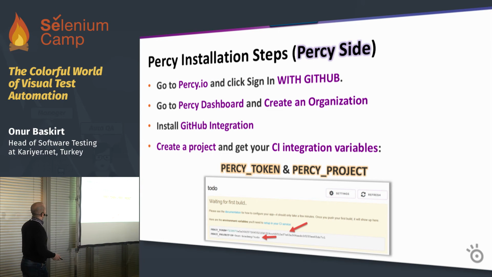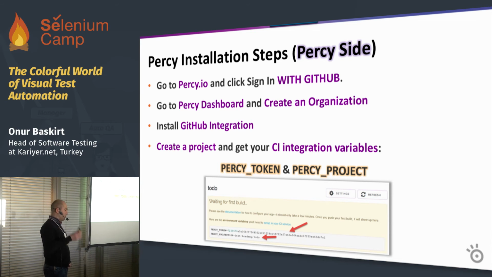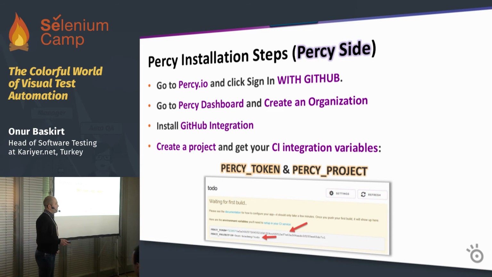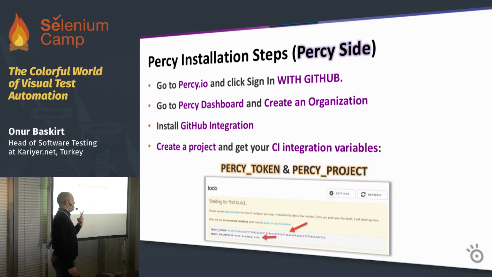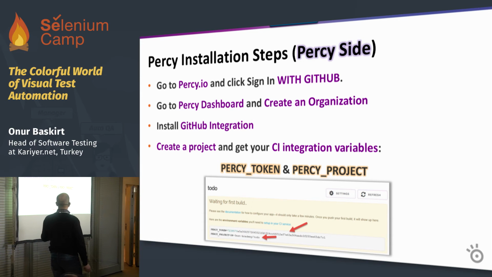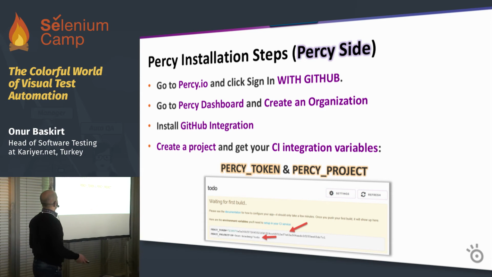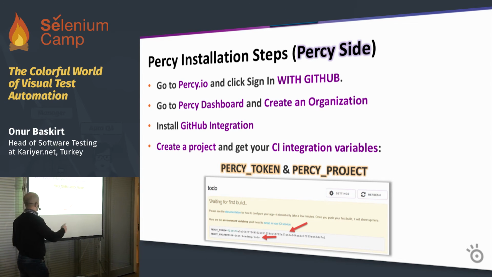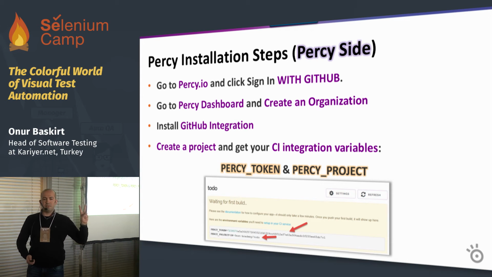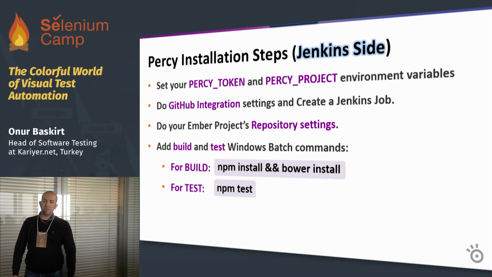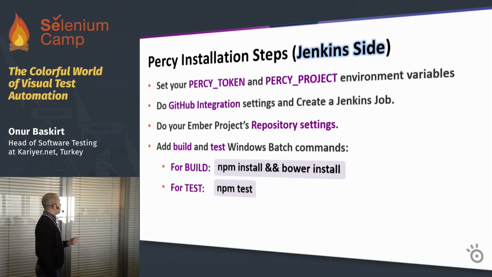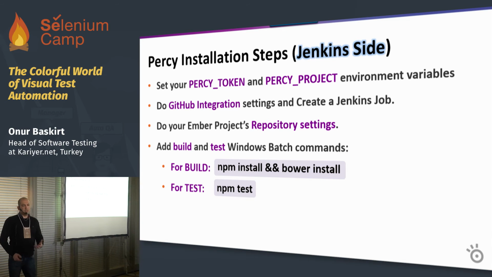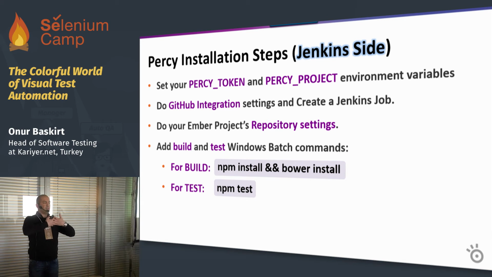And Percy installation steps. The first part is the Percy site. The main idea in this step is to get two tokens, two variables. These are the Percy token and the Percy project token. You should go to Percy.io, click sign in with GitHub, then go to the Percy dashboard, create an organization, do the GitHub integration, and get two variables. And with the two variables, I use Jenkins as a CI tool, you should save them as environment variables to connect Percy with our CI tool.